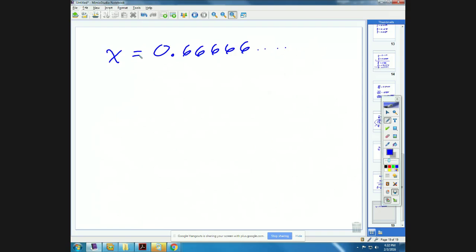So we're just going to call it x for a minute. Now, this goes on forever. Would you agree going on forever is kind of a problem? Because I can't go on forever. So that's weird. Infinity is weird. I want to get rid of the forever part. So here's what I'm going to do. I'm going to multiply x by 10.